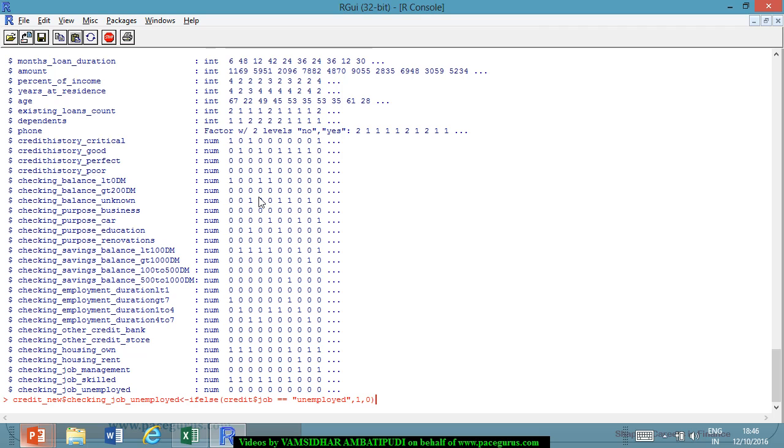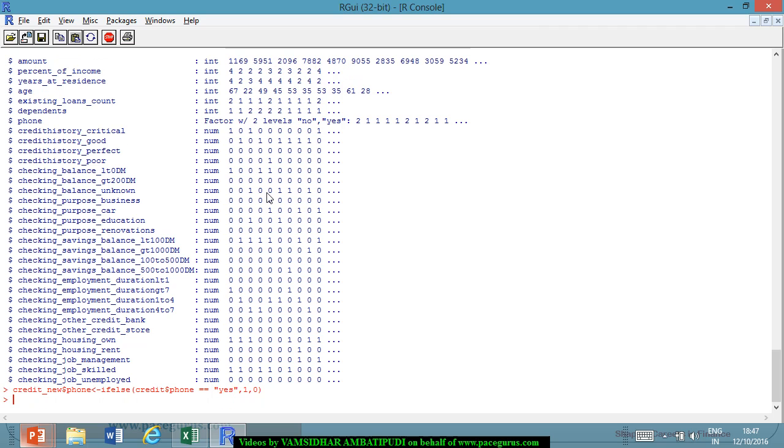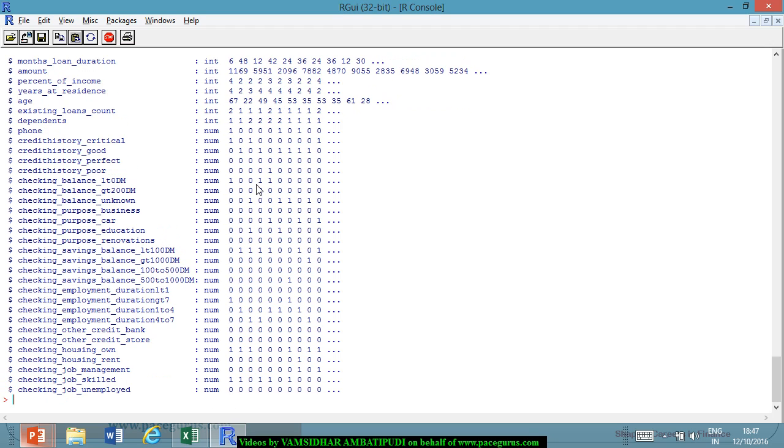Let me apply credit_new$phone. I will set it equal to 1 if it is equal to yes. If it is equal to no, I'll keep it as 0 itself. So let this be one more new column. Now when I am redoing the structure, I see that all of them are either integers or numbers.